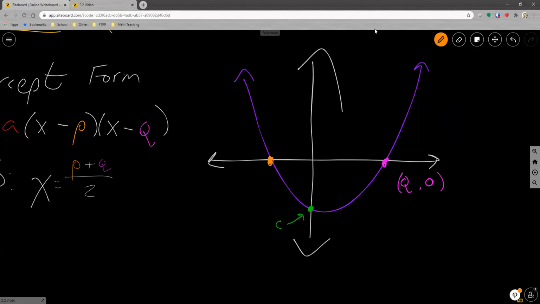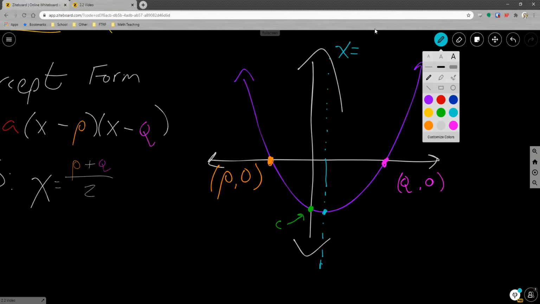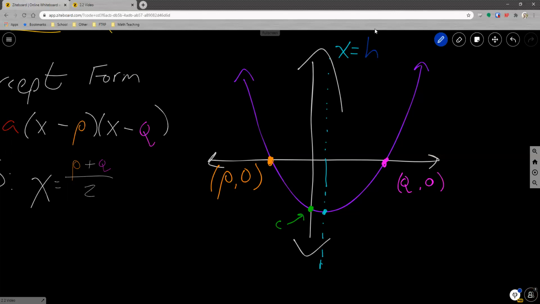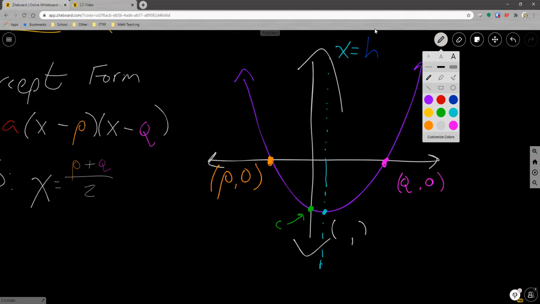The order doesn't matter. Just know that one is p and one is q, and they control the x-coordinate of the x-intercept. And then we have our vertex and our axis of symmetry. If we're talking about vertex form, our axis of symmetry is going to be h, and also the vertex itself would have the coordinates h, comma, k.